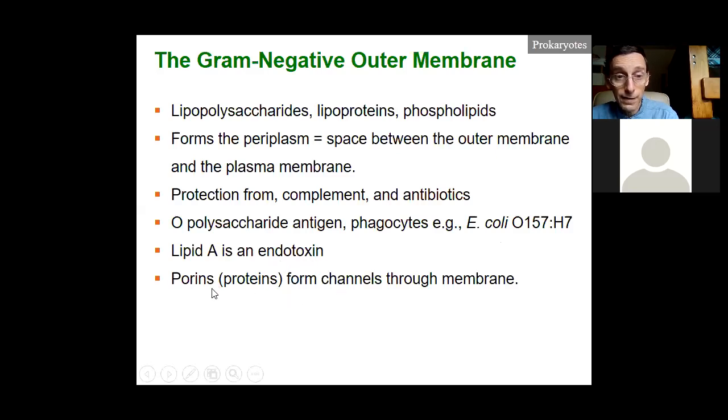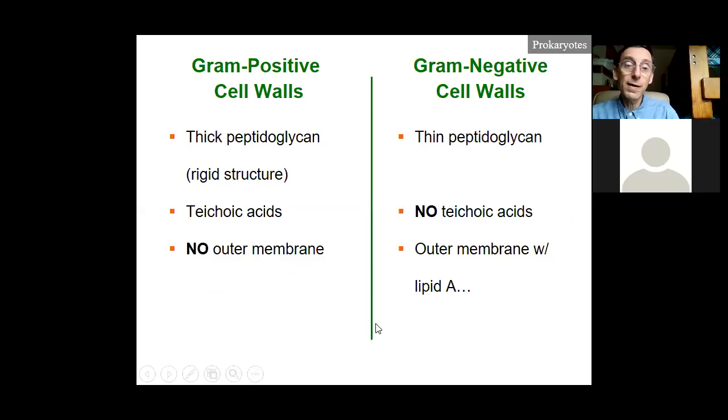And then the gram-negative cell has the porin proteins, and those are channels through the outer membrane of the gram-negative cell. Any question about any of that?